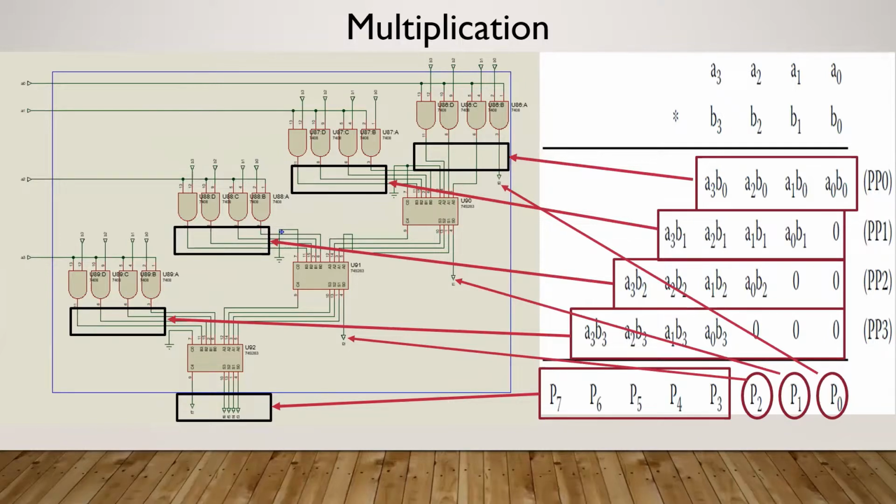Here P1 equals A1 into B0 plus A0 into B1. And P2 equals A2 into B0 plus A1 into B1 plus A0 into B2. They are all taken out of the adder and are placed at the result of the multiplication one after one from LSB. At the end of the multiplication, we get P7, P6, P5, P4, and P3. Here the technique is very normal, with which we are all familiar.